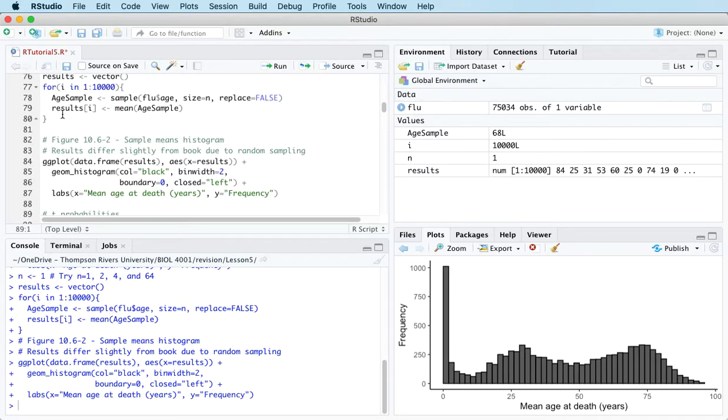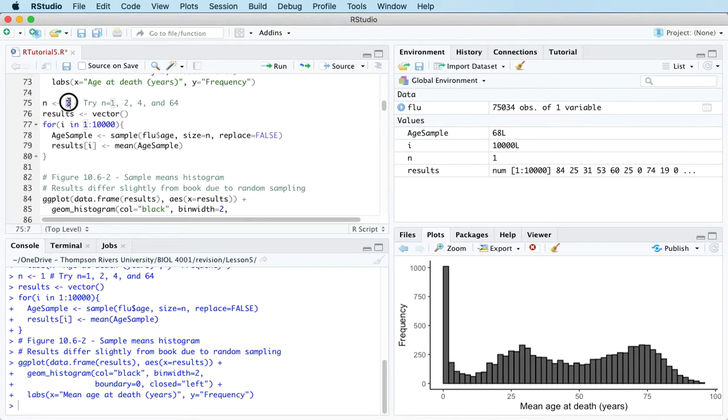Okay, let's mix things up a little bit, and let's try a sample of size 2. Okay, so I'll run that.